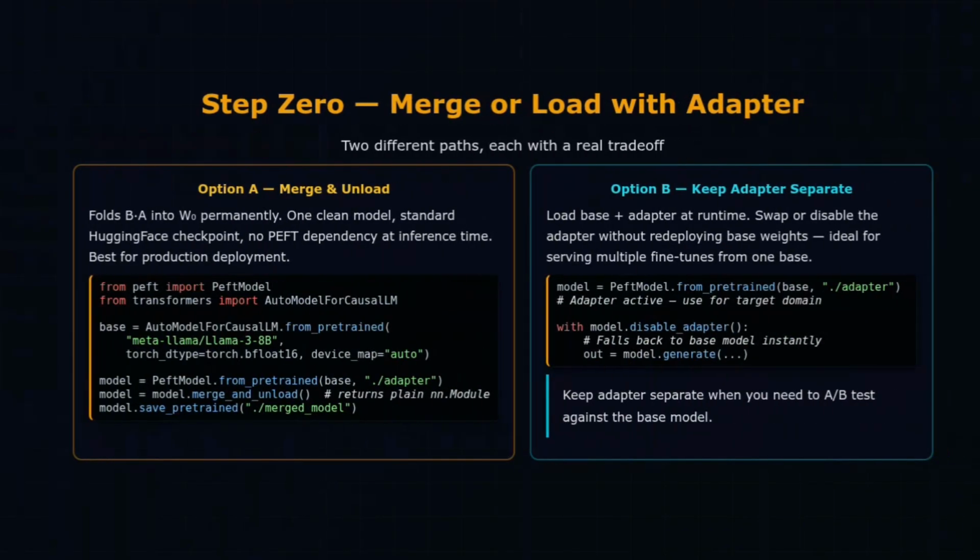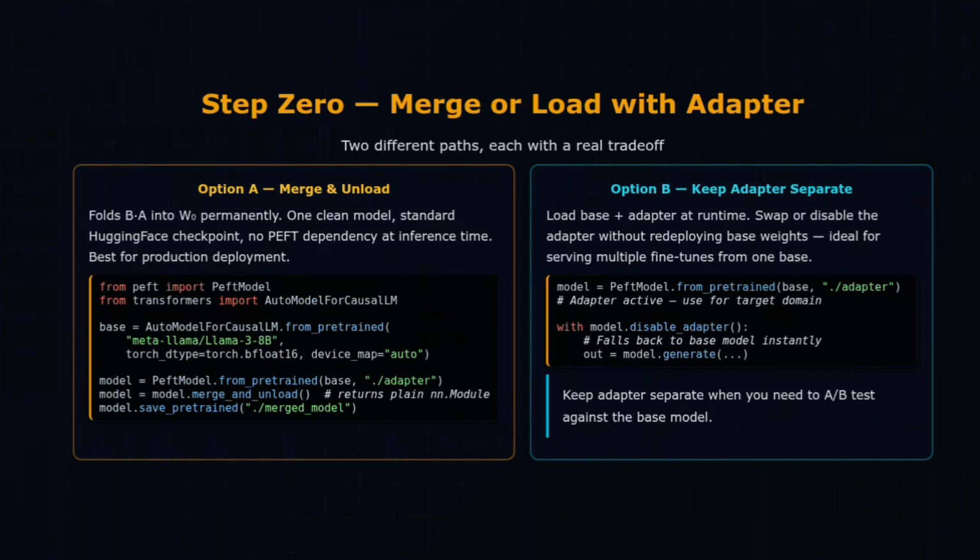Before touching the pipeline API, you need to decide how your fine-tuned weights actually live at inference time, and there are two distinct paths. Option A is merge and unload. You fold the LoRA matrices B and A back into the base weights permanently, using merge and unload. The result is a plain Hugging Face model checkpoint, no PEFT dependency at inference time. Standard tooling works on it. It's the right choice for a stable production deployment. Save it with save_pretrained, and it looks identical to any other pre-trained model.